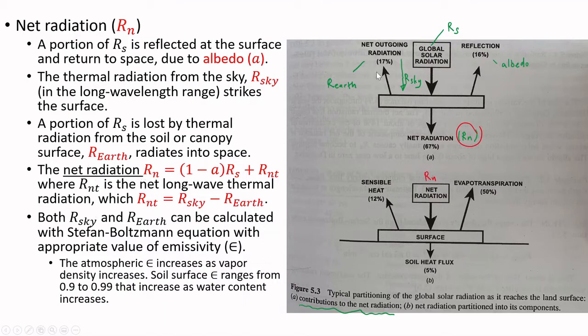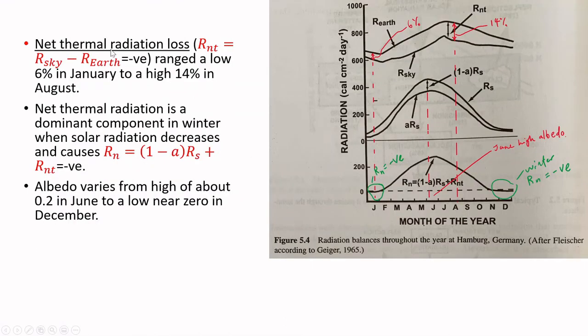Okay, so this is how we calculate the net radiation. We have a global solar radiation coming in and then a portion will be absorbed by the soil, which is called net radiation. Alright, so the net thermal radiation loss, Rnt, is given by R sky minus R Earth. So you normally get a negative value. We can see in this figure that R Earth is actually greater than R sky. In January, the deficit is about 6%. So R Earth is slightly greater than R sky, and if you take R sky minus R Earth, you get negative 6%.